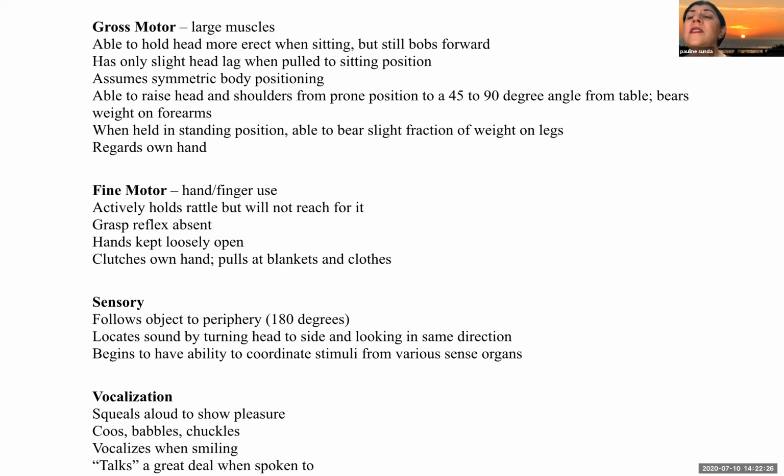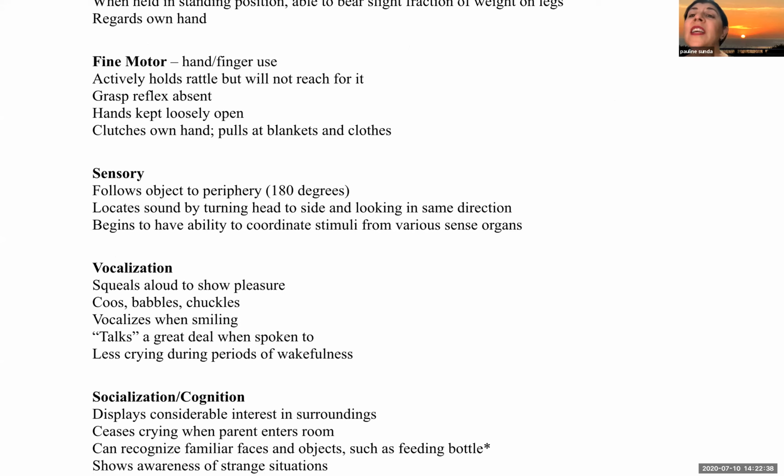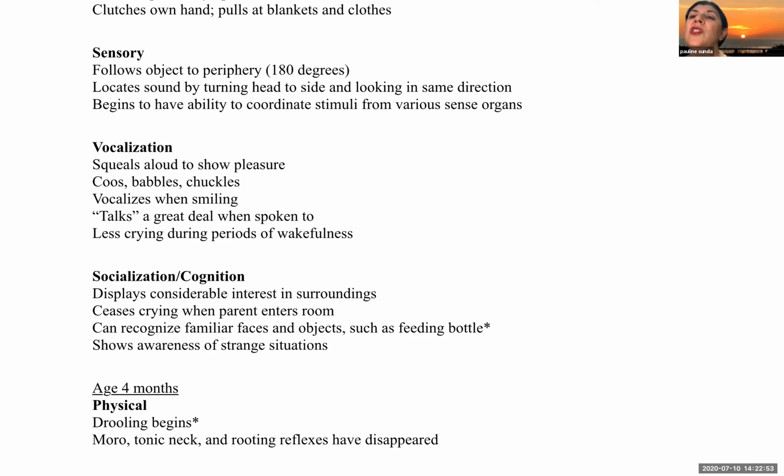They're able to raise their head and shoulders from a prone position to a 45 to 90 degree angle from the table, and they can bear weight on their forearms. Fine motor, they will actively hold a rattle, but they will not reach for it. Here is when the grasp reflex is now absent. They will clutch their own hand, pull at blankets and clothing. Sensory, they will follow an object to the periphery at 180 degrees.